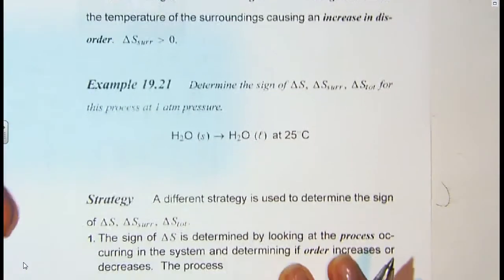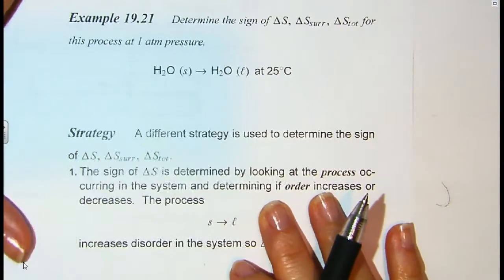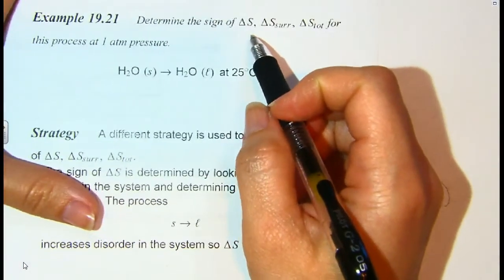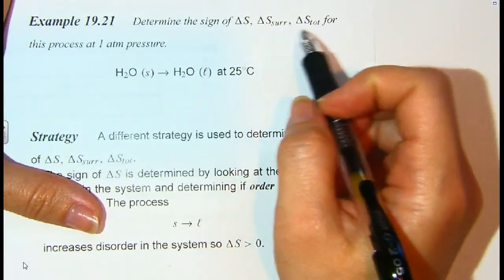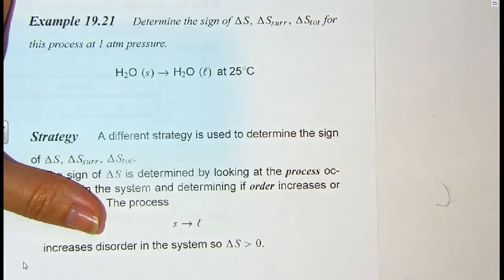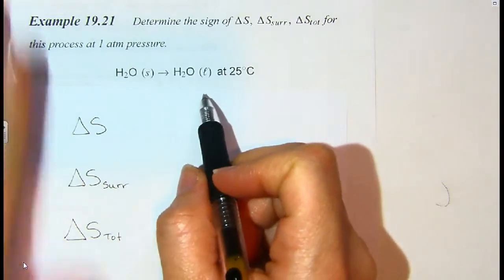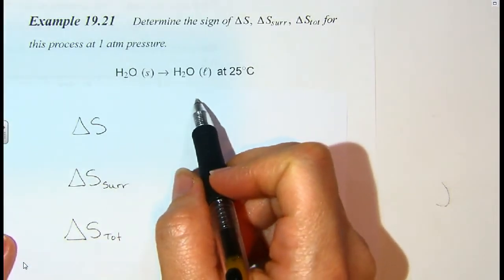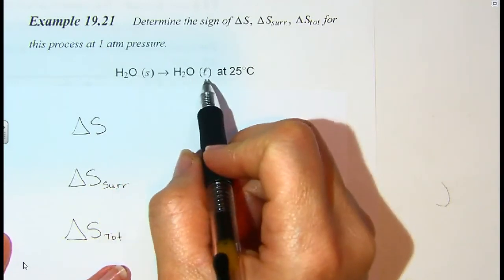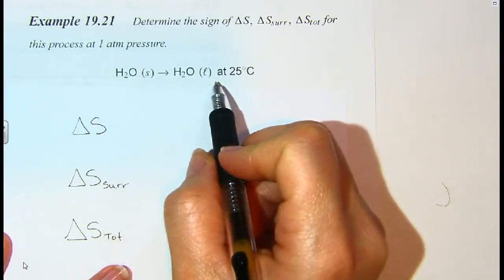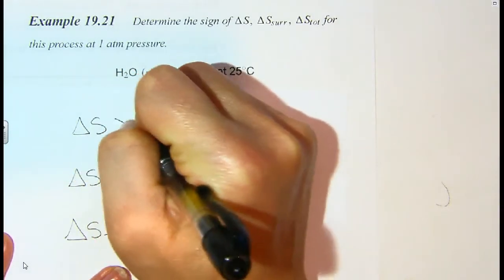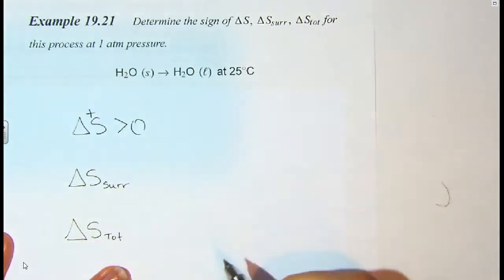All right, let's look at example 19.21. Determine the sign of delta S of the system, delta S of the surroundings, and delta S total for this process at 1 atmosphere of pressure. So here's our system. First, what's the delta S of the system? Well, it's moving from a solid phase to the liquid phase, so the system is becoming more disorderly. So I would say that we have a delta S that is greater than 0 or positive.